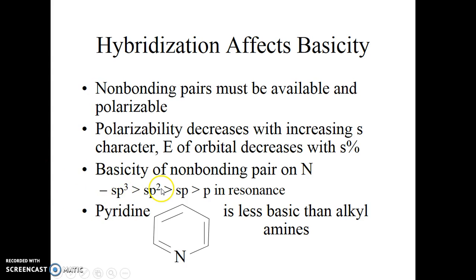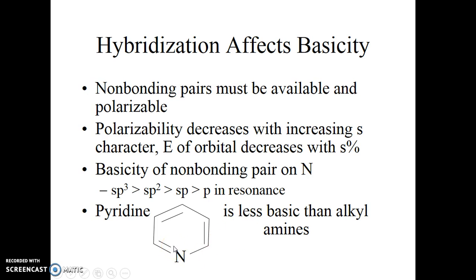We've got sp3, sp2, sp, and p. If I look at sp3, that's 1/4 s. And all the way down, let's go to sp, that's 1/2 s. Here the electrons are less available. Here the electrons are more available. So if you have sp3 electrons for the non-bonding pair, it's more basic. And then as you go down, it becomes less and less and less until you get to a p orbital that's in resonance with a pi system, and that is the least basic of all.